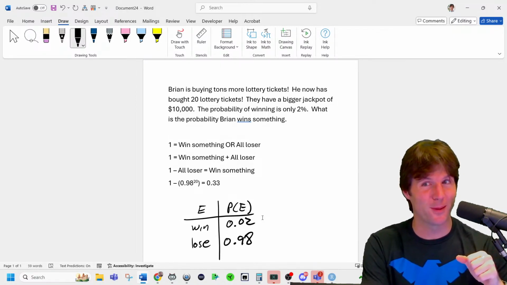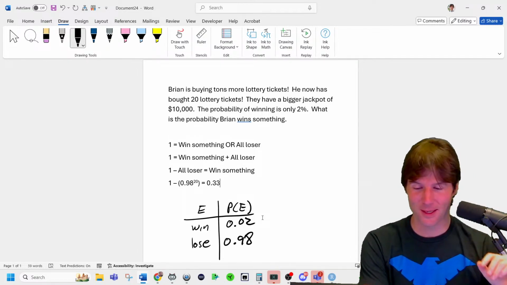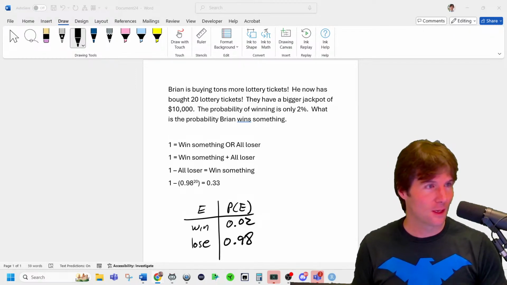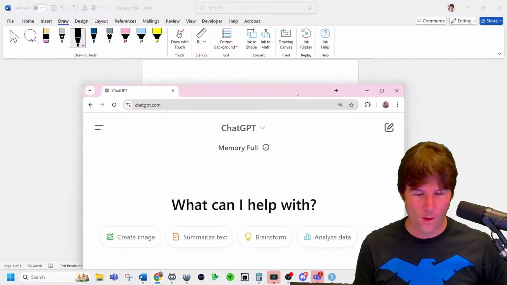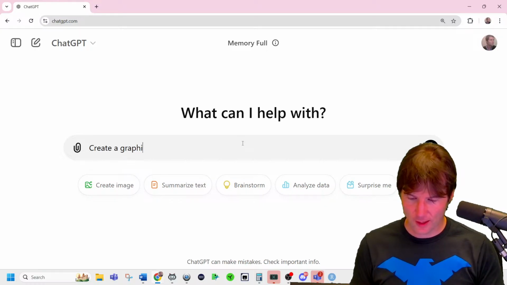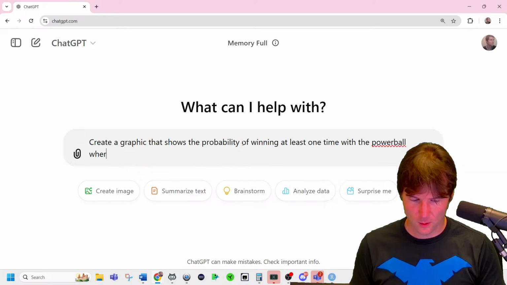Powerball has a much lower probability. And so there is a way of doing it with Powerball. Like, what's the probability? See, watch this. I'll show you some craziness and then we'll do another question. Okay, so here's ChatGPT. And then: create a graphic that shows the probability of winning at least one time with the Powerball, where someone is buying enough tickets.